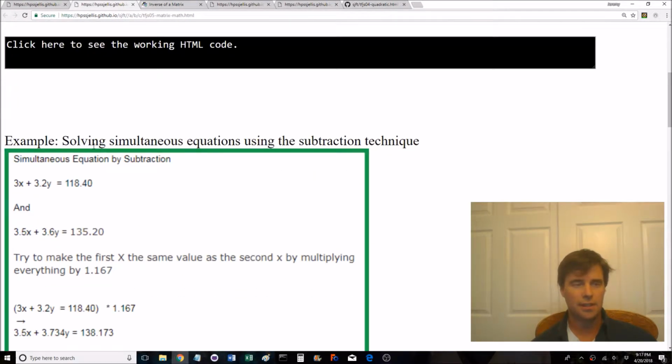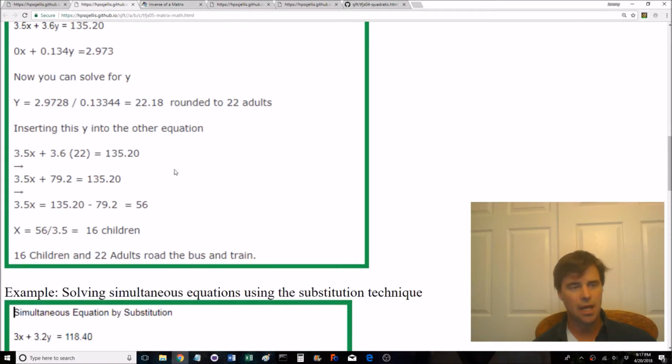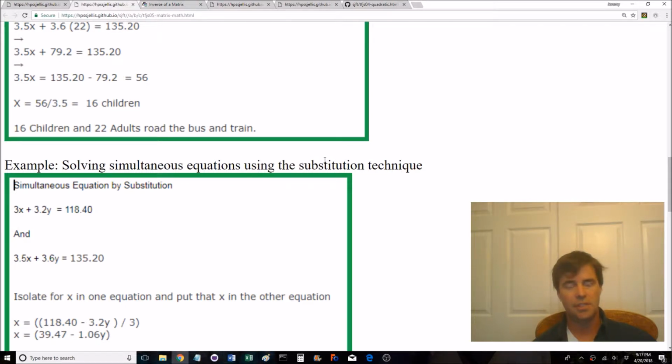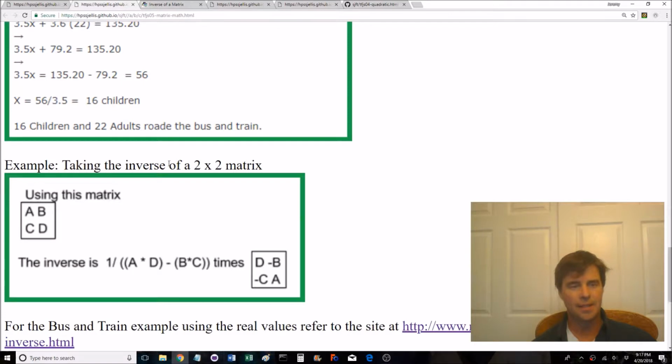Now, if you want to look at this, this is how you would solve it at high school using simultaneous equations. This is how you'd solve it using the substitution technique. And this is the information about taking the inverse of a matrix. If your matrix is A, B, C, D, your inverse is D, negative B, negative C, A, all times that nasty thing of 1 over A times D minus B times C.